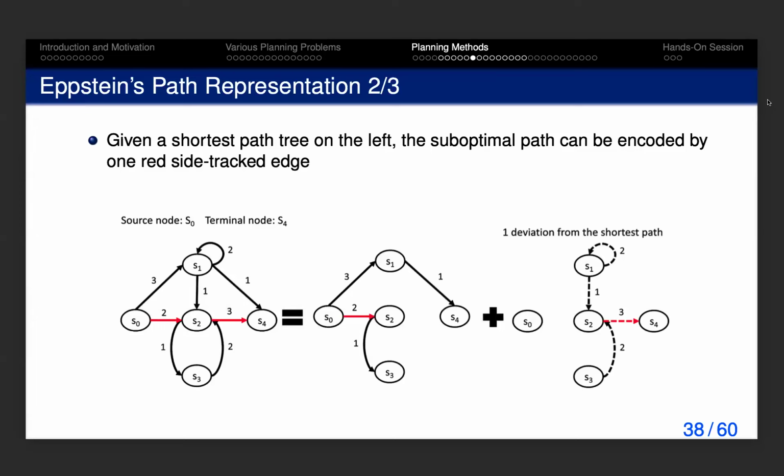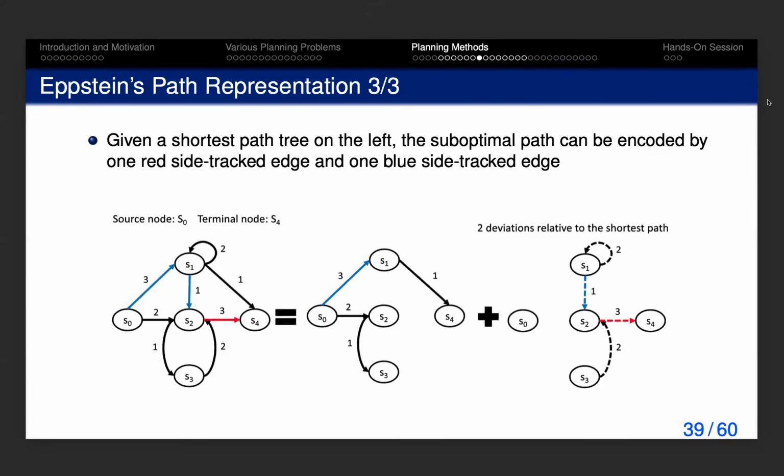And this is another example on a path. This path is one suboptimal path with cost 5. So you see 2, 3, overall 5, and then you can represent this suboptimal path with the shortest path tree over here, and one sidetrack edge. You deviate from here using this sidetrack edge, and then from here you just follow the path in the shortest path tree. That's going to give you a path.